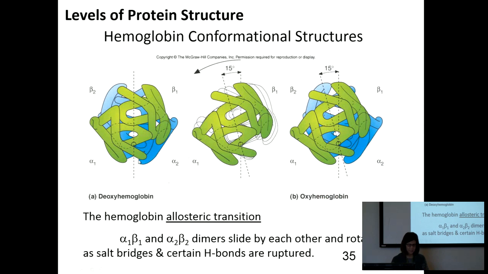All right, so let's take a look at this. What happens? So we have this axis in the middle between our alpha and beta, some sort of symmetry there. And when we bind, we have this turning of 15 degrees of this axis from one alpha beta section to the other alpha beta section. So it's a turning. They slide by each other. And that's because salt bridges and certain hydrogen bonds are ruptured.